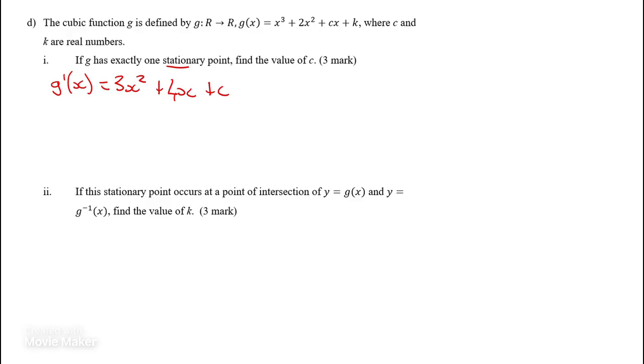So now I'm wanting to factorize this and complete the square. Straight away, I'm just going to factor out the 3 here, because when it says one stationary point, that means it only has to be touching the x-axis. So that will give me x squared plus 4 over 3 x plus c. If I'm completing the square, then I'm going to look at half b, which will be 2/3.